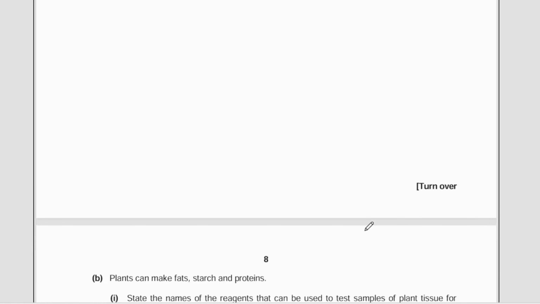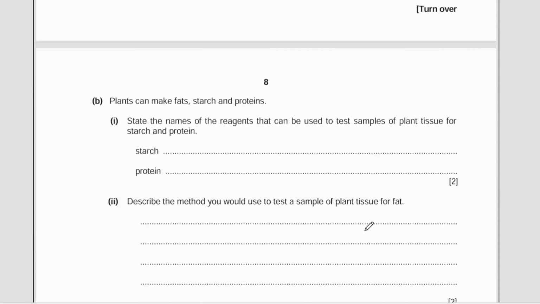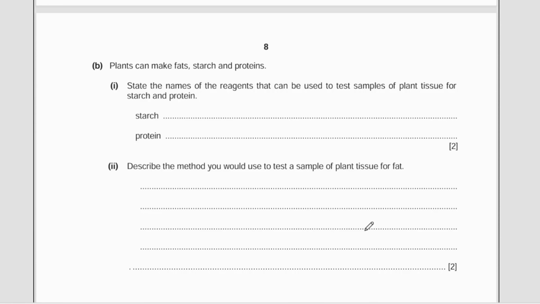Plants can make starch and proteins and fats. Name the reagent that can be used to test a sample of plant tissue for starch. Iodine solution.